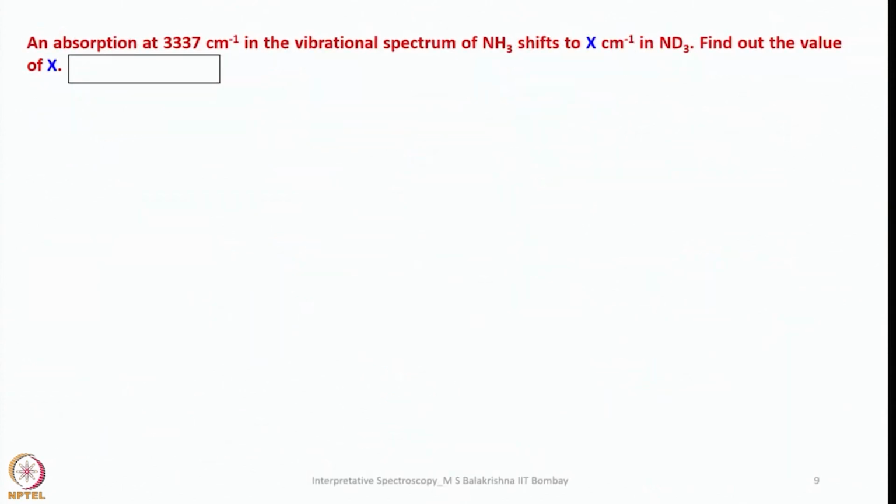So let's look into one more example. An absorption band at 3337 centimeter minus 1 in the vibration spectrum of NH3 shifts to X value in ND3. Find out the value of X. Again, we should come up with the same relationship we saw. We know that the frequency is inversely proportional to the square root of mu.